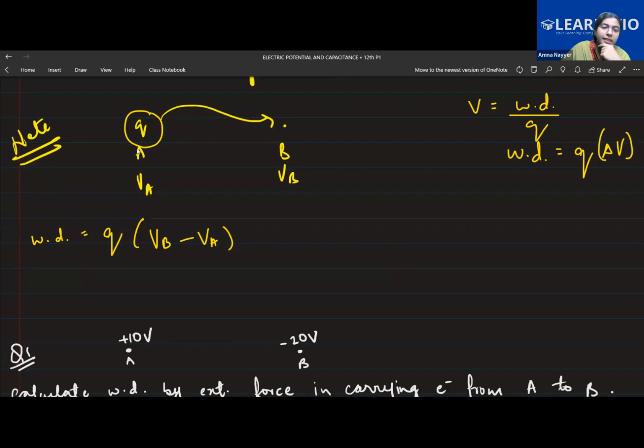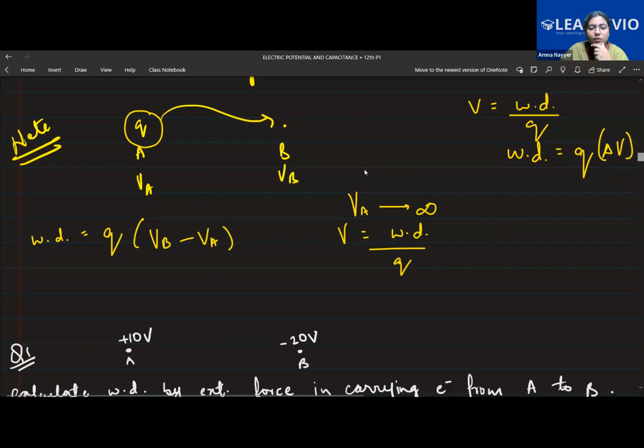So when you're bringing this charge Q from A point to B point, this is also having its potential at its place. So work done is Q into VB minus VA. Now see, when one of the initial points is at infinity, suppose VA is at infinity, then only our definition, work done divided by charge, is suitable. But when both the points are there, that means potential difference is there. Initial and final points are present. Then you write the formula as work done is charge multiplied by the difference of the potentials.